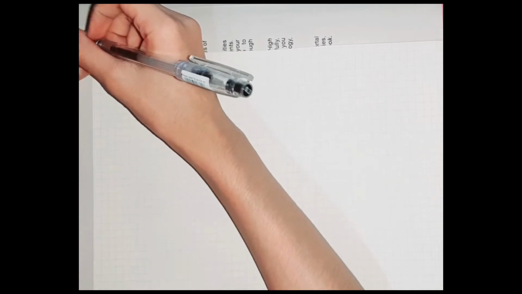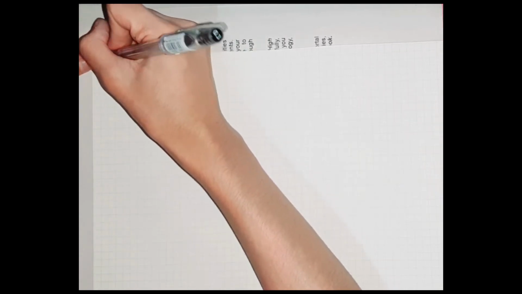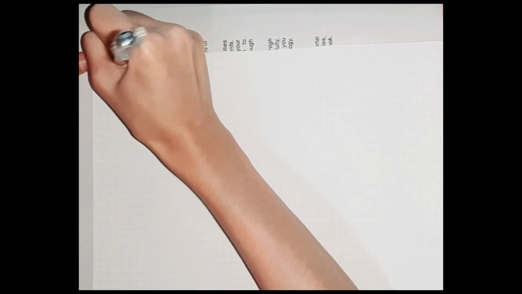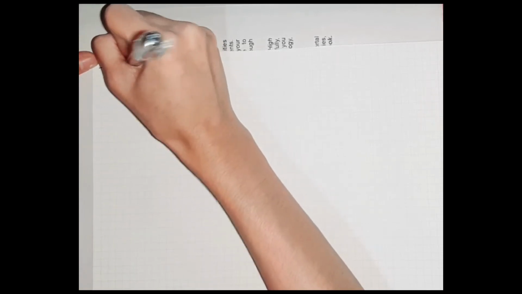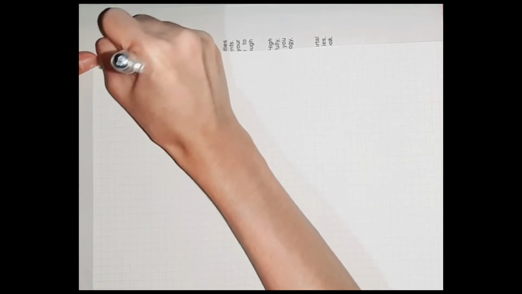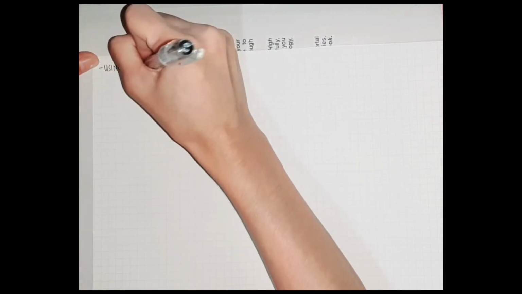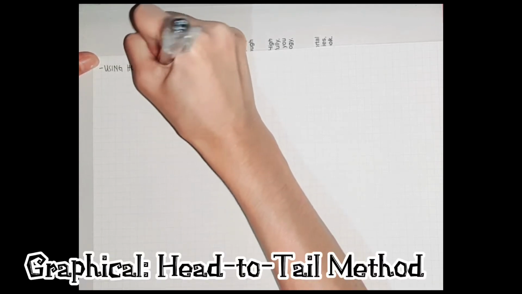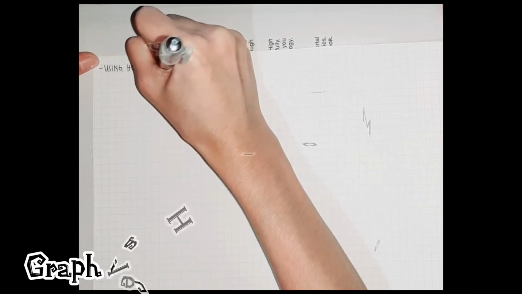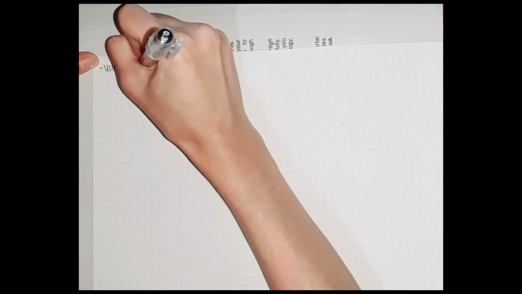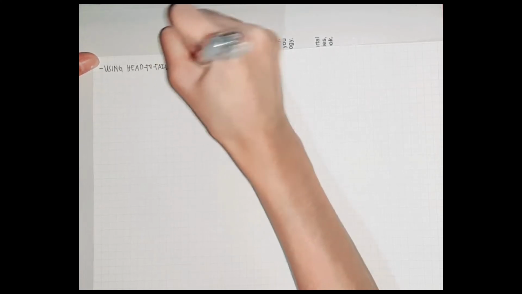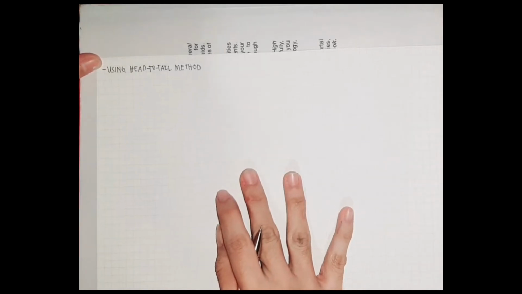Now, we will be using the graphical method, the head-to-tail method, to solve the same problem that we had a while ago. We will see if we can get the same answer. In the graphical method, all you have to do is to follow all of the measurements given, and you'll be using a ruler and a protractor to get an almost exact or accurate measurement.